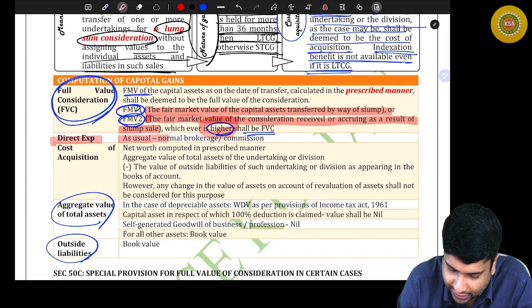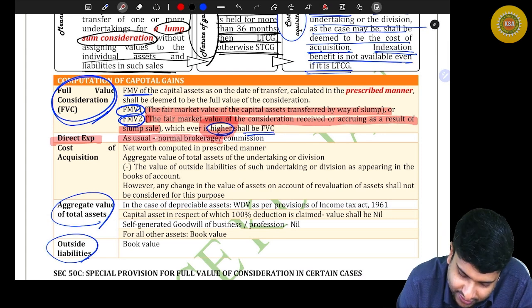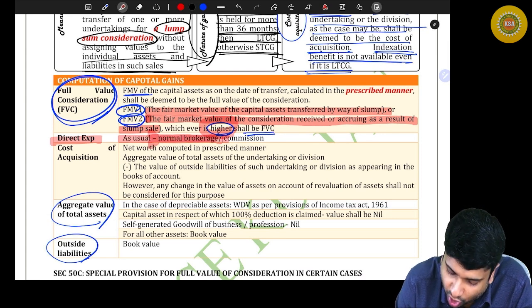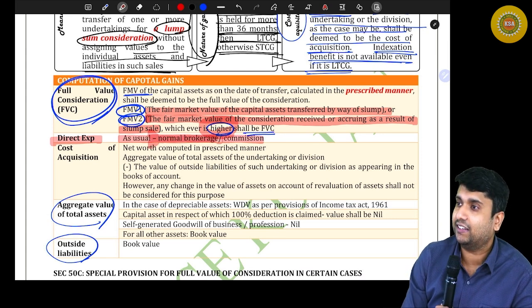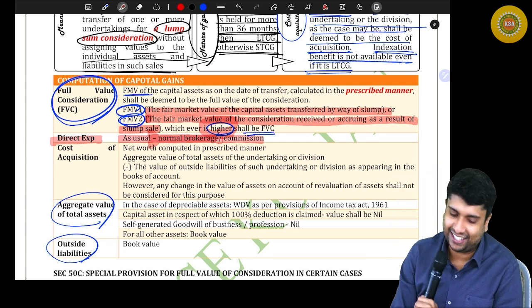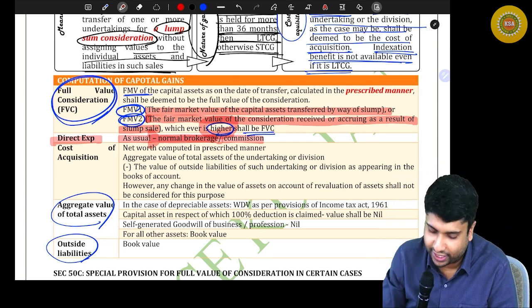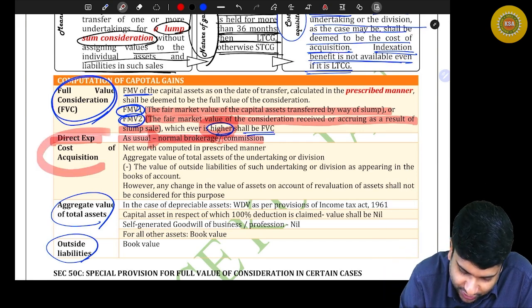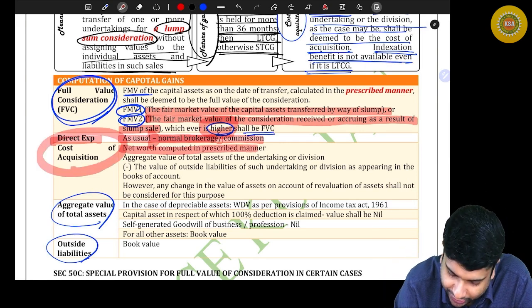Now, what is direct expenses? That is minus normal brokerage or commission. Don't read it as "usual minus normal brokerage divided by commission". Okay, it's not like that. Normal brokerage or commission. Then what is cost of acquisition? Net worth computed in prescribed manner.